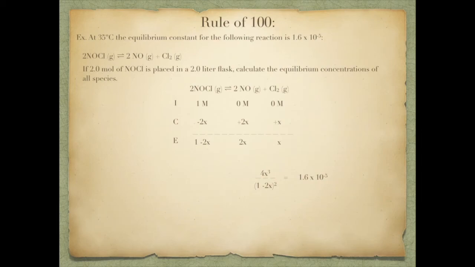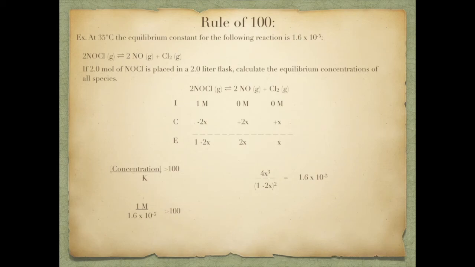Where the rule of 100 comes in is that if the concentration that you start with, so in this case 1 molar, divided by your equilibrium constant is greater than 100, if you subtract or add your variable, you can simply eliminate that variable. So here, 1 divided by my equilibrium constant, which is 1.6 times 10 to the negative fifth, is going to be a lot bigger than 100.